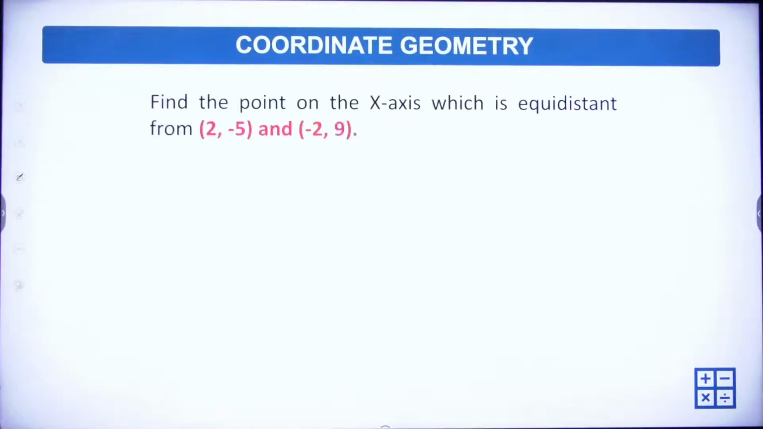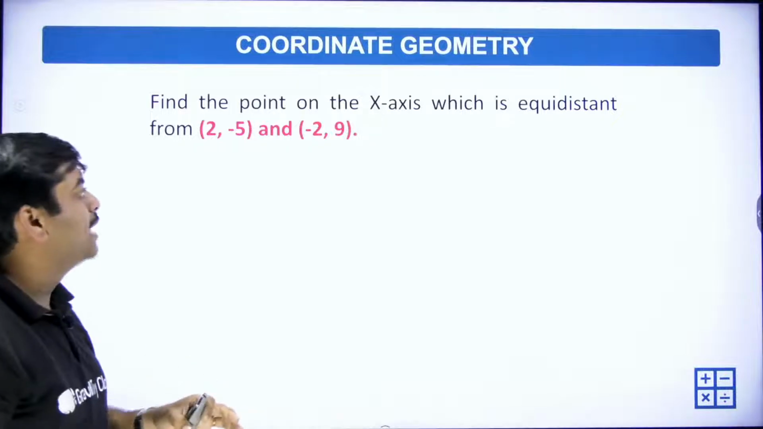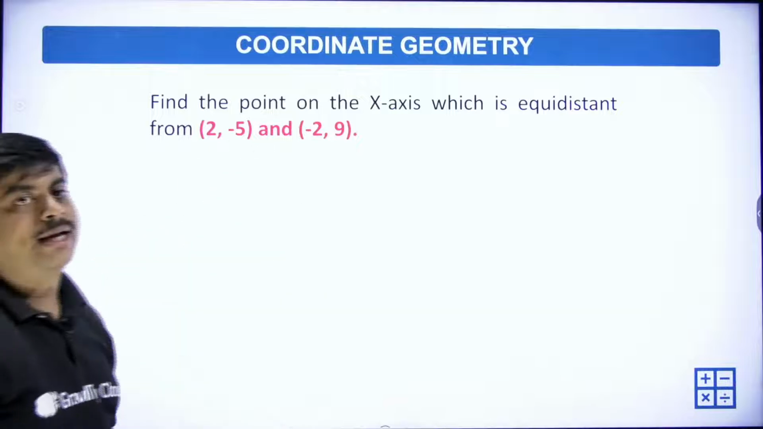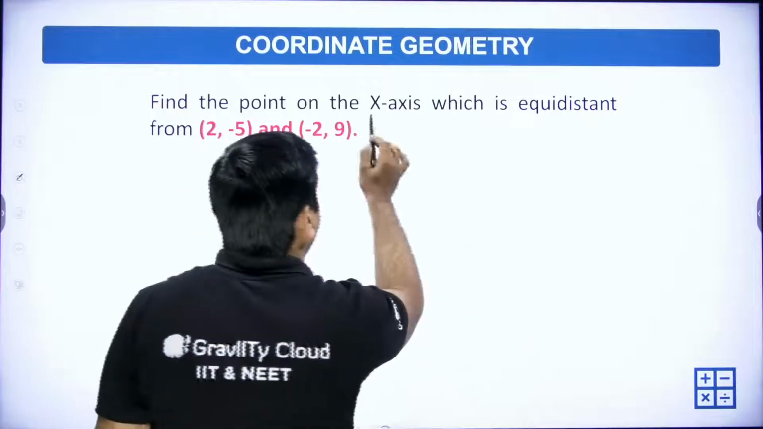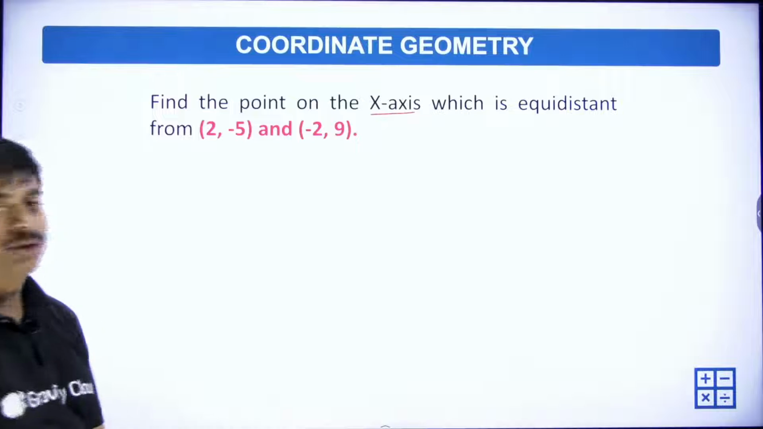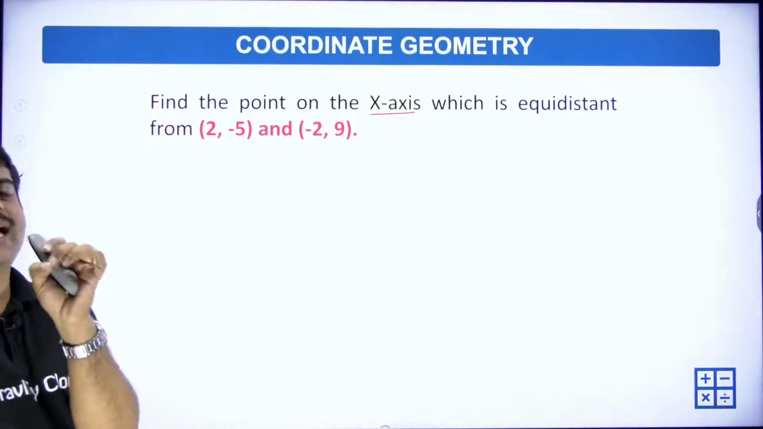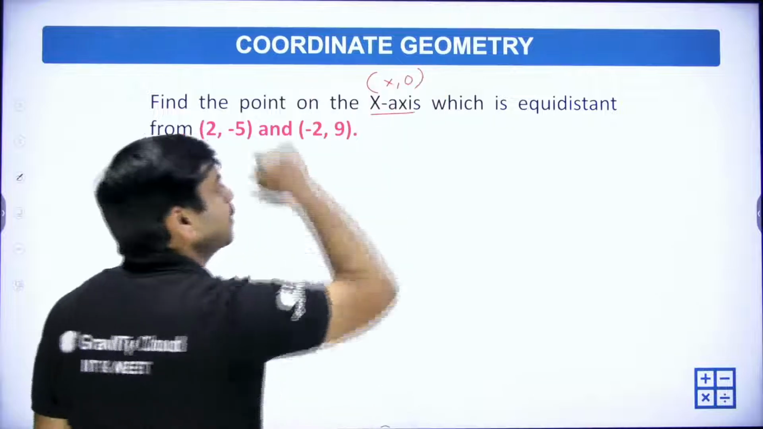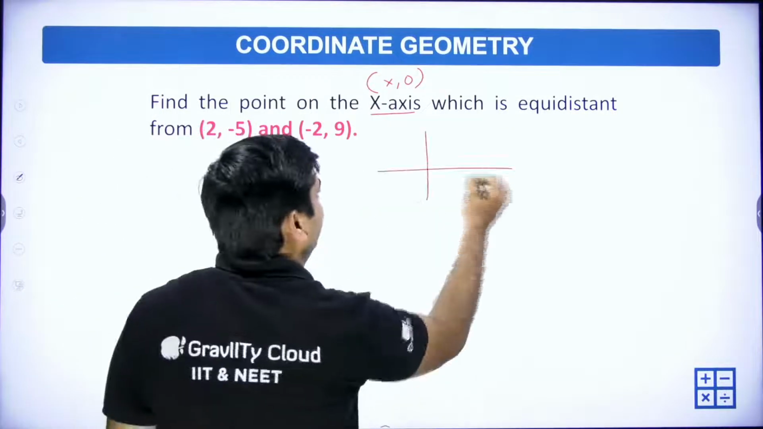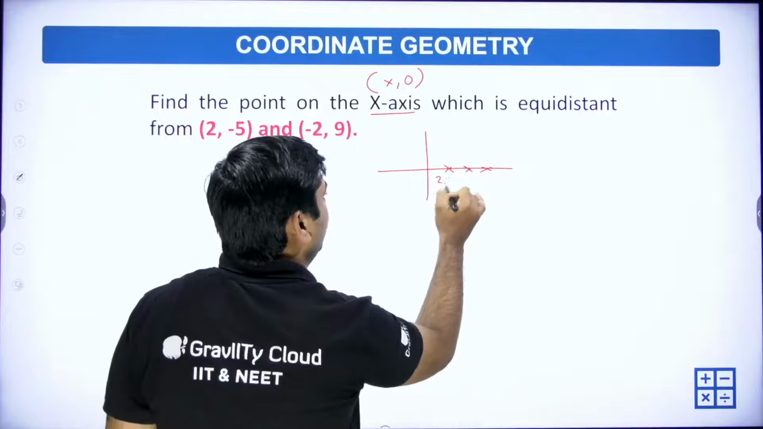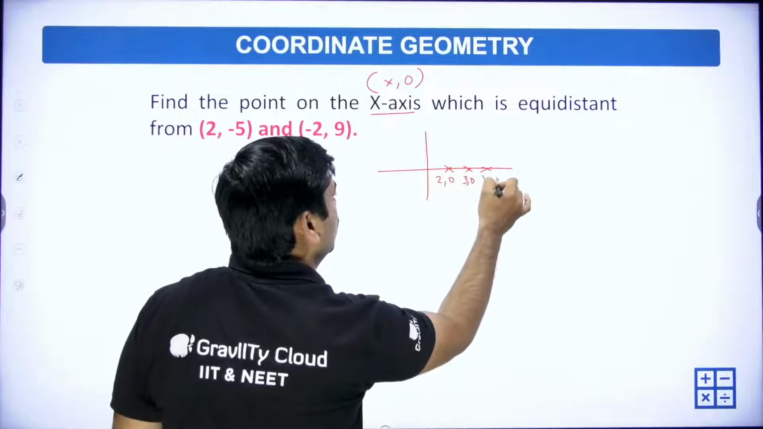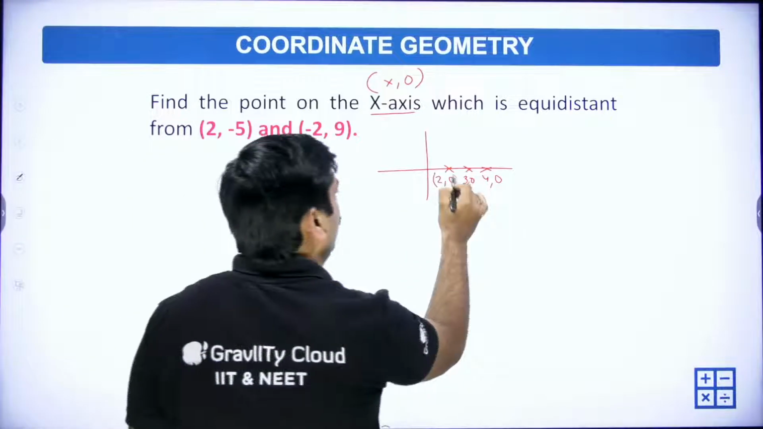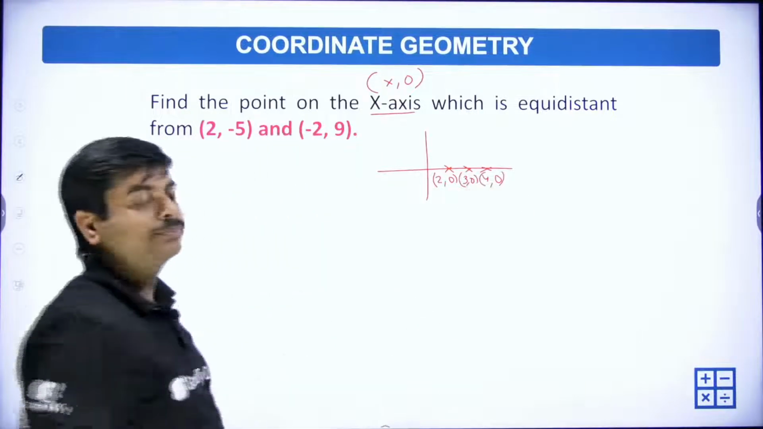So moving ahead, find the point on the x-axis which is equidistant from (2, -5) and (-2, 9). Find the point on the x-axis which is equidistant from these 2 points. So on the x-axis means the point will be of the form (x, 0). On the x-axis, the points will be like (2, 0), (3, 0), (4, 0). The y coordinate will be 0, right?